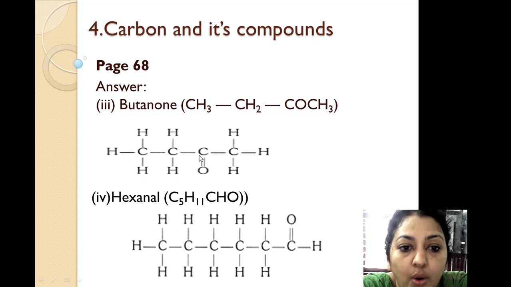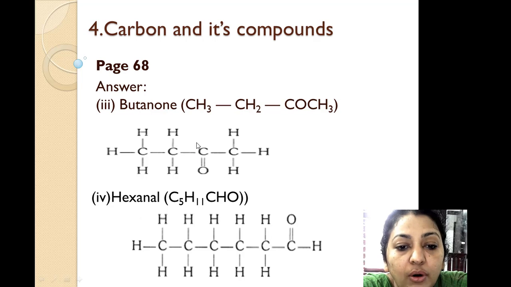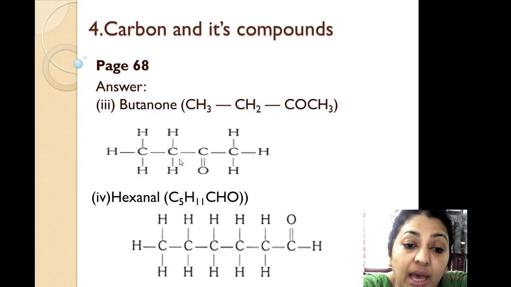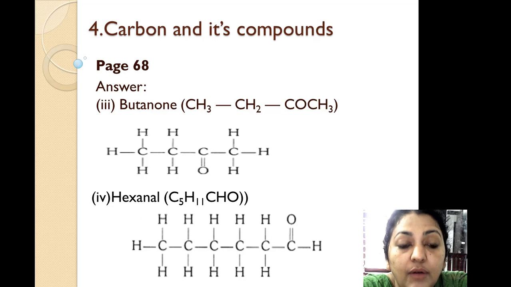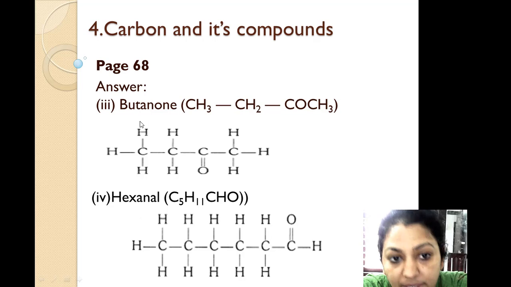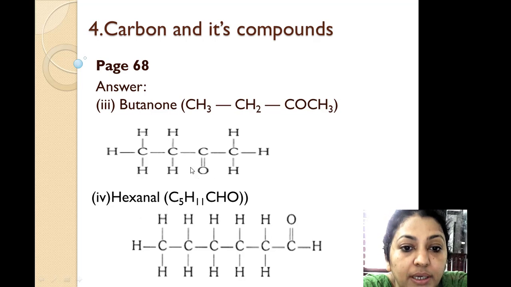Butanone means 4 carbon atoms will be there, and among those 4 carbon atoms, 1 will be the functional group's carbon atom. So remember, when we have a compound with a functional group that includes a carbon, while naming we count that carbon atom also. For example, here including the ketone group, 4 carbon atoms are there. This is not propanone, this is butanone.